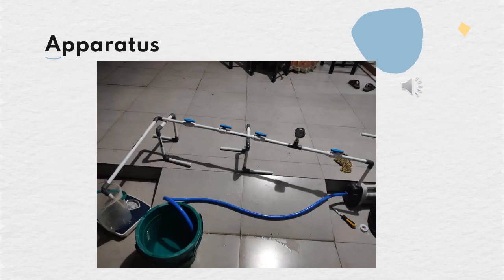From this picture, we can see the apparatus, which consists of a bucket, which serves as the water reservoir, and a water hose that serves as the pump inlet, and we can see the arrangement of the system. It consists of a valve that we can use to control the flow rate, the pressure gauge, and the pipe arrangement.